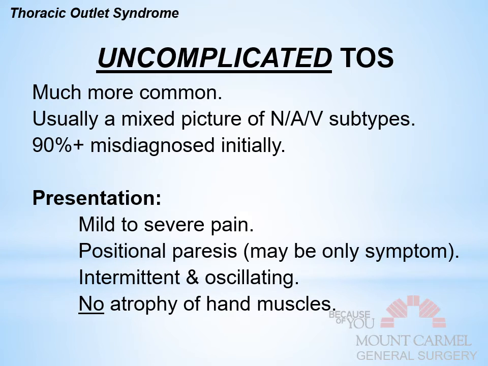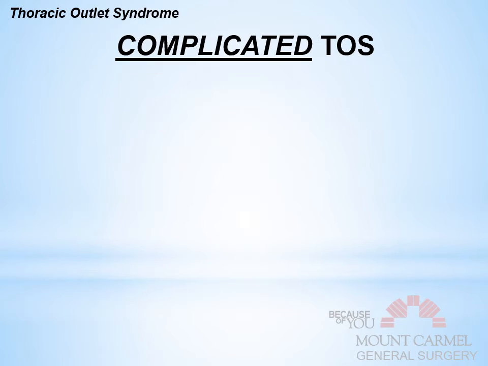That's an important history fact to obtain from the patient if they figured out how to reposition around it. It's intermittent and oscillating, and there's no atrophy of the hand muscles. So importantly, if the neuro and vasculature of the hand is intermittently patent and intermittently effective, then you're going to retain the hand musculature. But if it is at all a permanent status, then that will not be the case. And so that brings us to the complicated thoracic outlet syndrome.